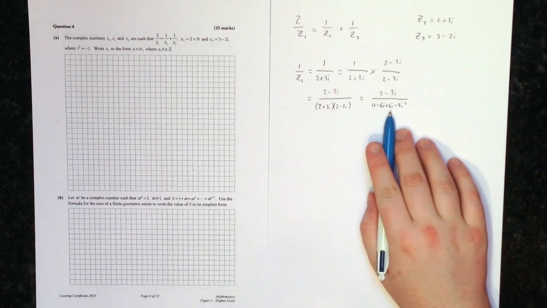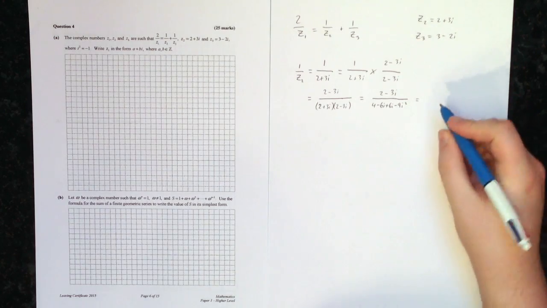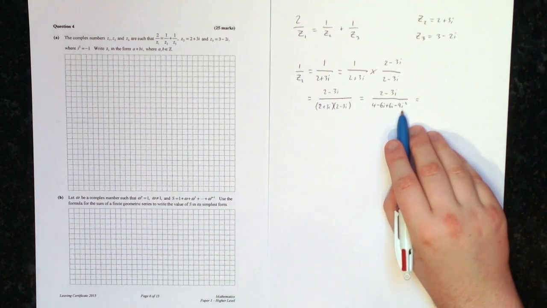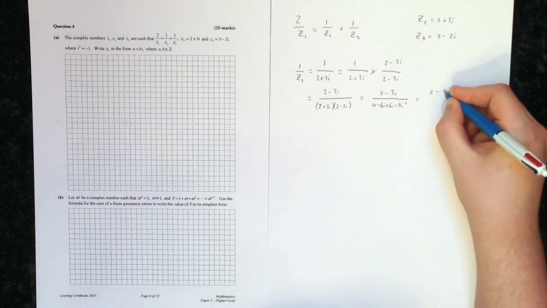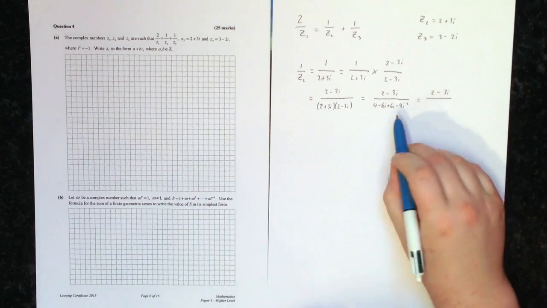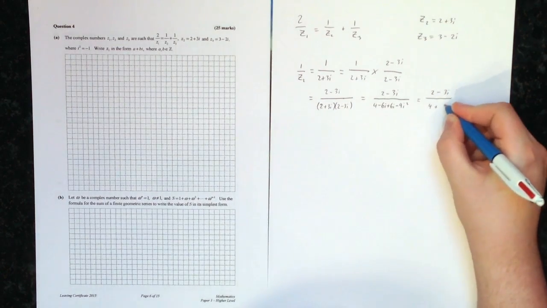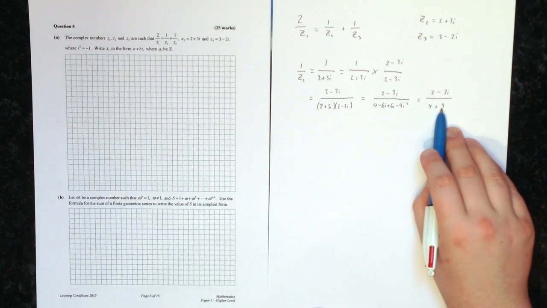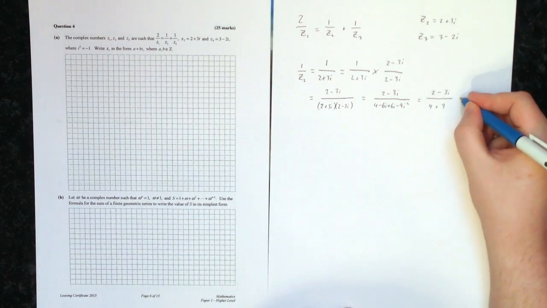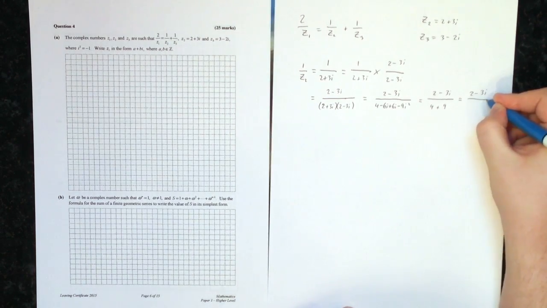Now we notice that we have plus 6i and minus 6i, so that's equal to 0. We also have i squared here, and i squared is equal to minus 1. So this fraction is equal to 2 minus 3i divided by 4 plus 9. The reason we have plus 9 is because i squared is equal to minus 1. Minus 1 times minus 9 is plus 9. So this is going to be equal to 2 minus 3i divided by 13.